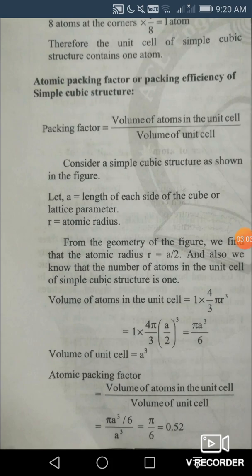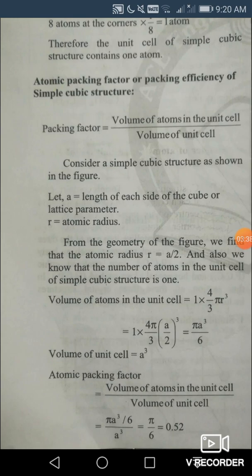So, as we have already seen, the packing factor is equal to the volume of the atoms in the unit cell divided by the volume of the unit cell. That gives me pi A cube by 6 divided by A cube. So how much is it going to come? Pi by 6. Substituting the value of pi as 22 by 7, we get 22 by 42, which is approximately 0.52. If you are mentioning it in terms of packing efficiency, it is 52%. So the packing factor is 0.52 and the packing efficiency is 0.52 into 100.